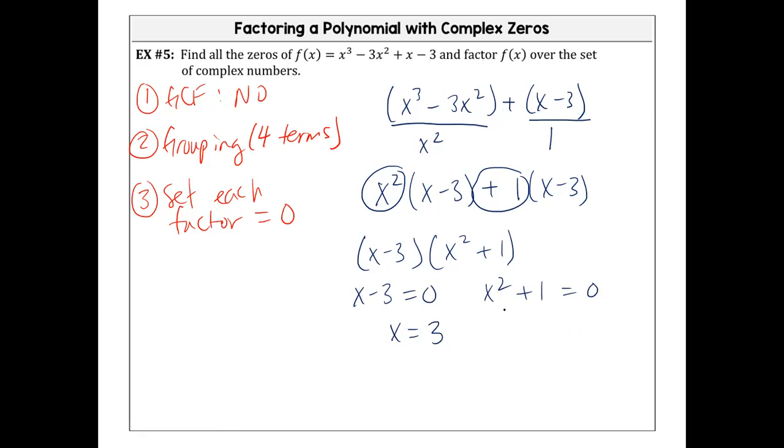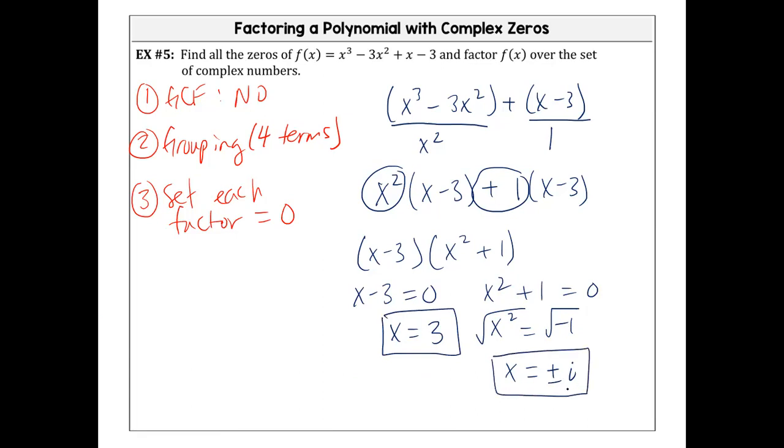This is where the i comes in. And why does the i come in here? Because it's going to be the square root of a negative, right? So therefore, x equals plus or minus i. Now we have our zeros, and we can write our factors. So here are our zeros: x equals 3 and x equals plus or minus i.